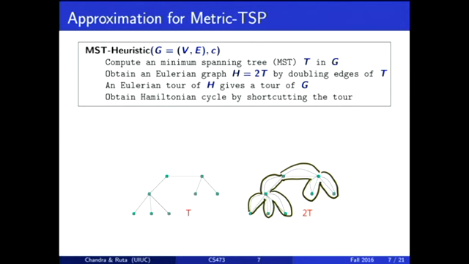But how much is this compared to the optimum way of traversing everybody? Well, I want to claim that the cost of the minimum spanning tree is no more than the optimum solution cost, right? Why is that?